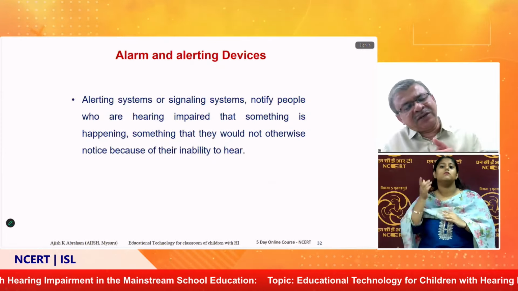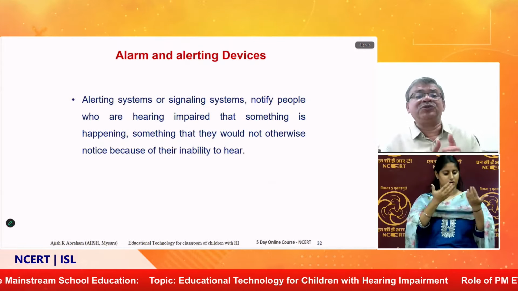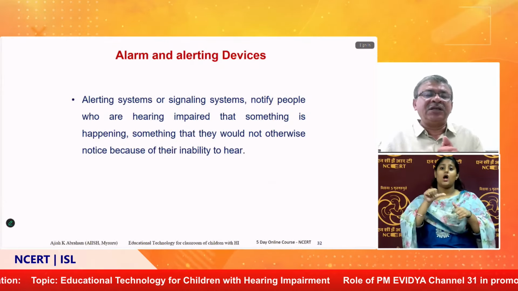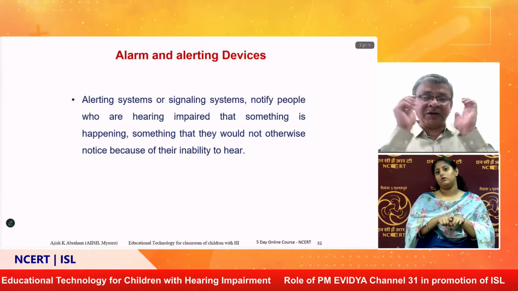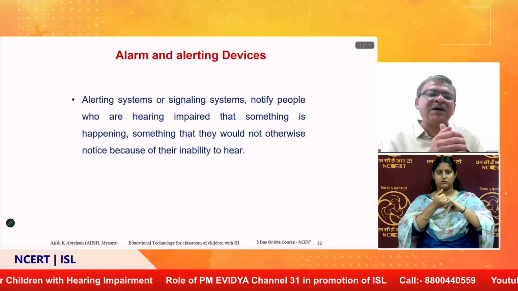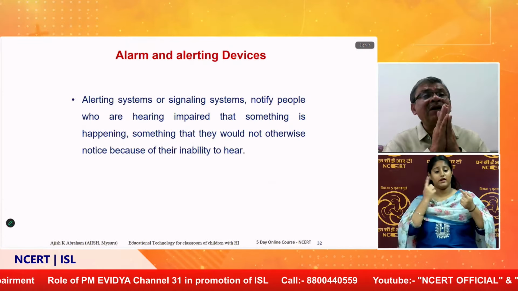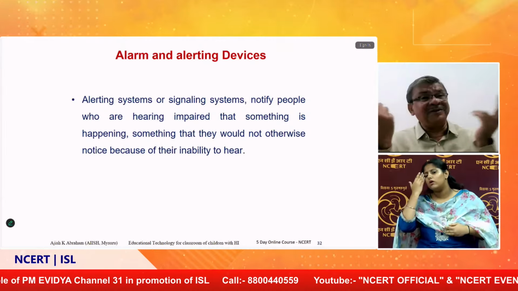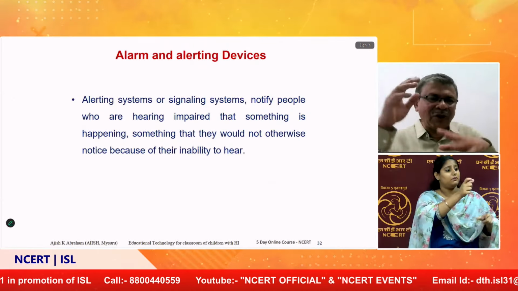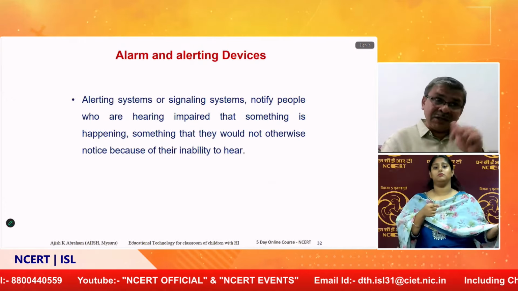The second category of devices which have to be there, especially in the classrooms or in the schools, are called alarm and alerting devices. For example, when one particular period is over in the school, it is indicated by ringing the bell. Now, how will the child with complete hearing impairment sitting in the classroom come to know that the bell has rung and the period is over? He will just guess because the other children will start moving, leaving the class, or the teacher will be moving from the class.